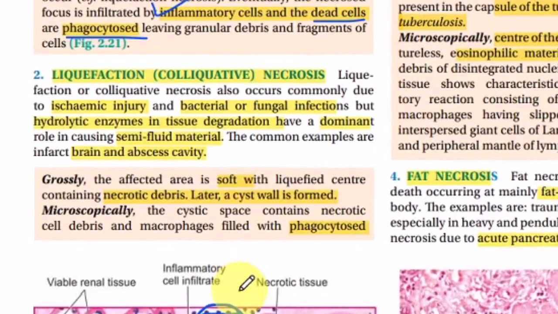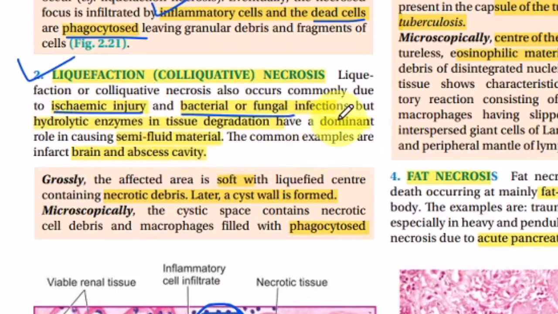Now the second most common type of necrosis is known as liquefactive necrosis. This liquefactive necrosis occurs in ischemic injury, and bacterial or fungal infection. But why does the liquefaction occur? The answer is that hydrolytic enzymes are released more and more. Those hydrolytic enzymes damage the bacteria as well as our tissue cells.